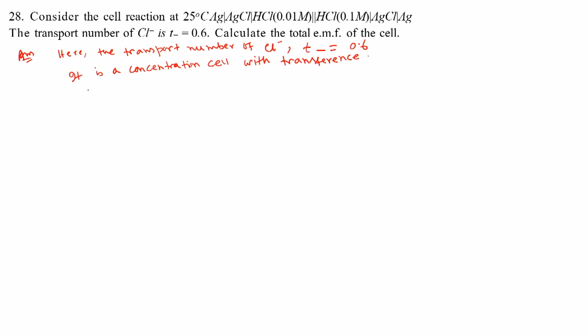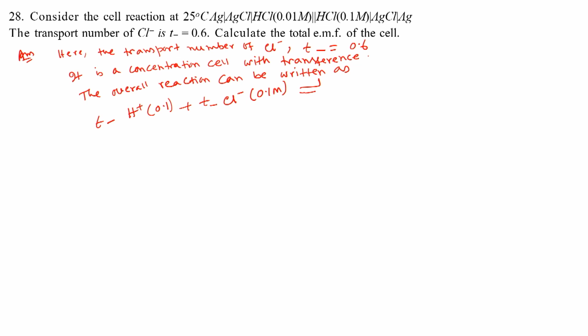The overall reaction can be written as T minus H plus 0.1 molar plus T minus Cl minus 0.1 molar is in equilibrium with T minus H plus 0.01 molar plus T minus Cl minus 0.01 molar, right. This is the overall reaction.